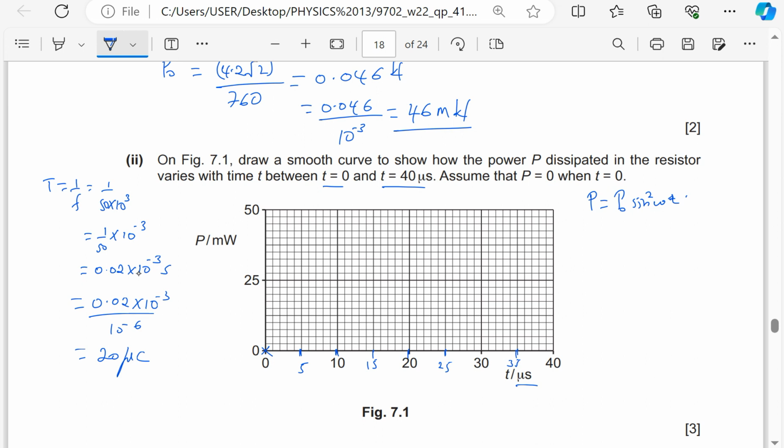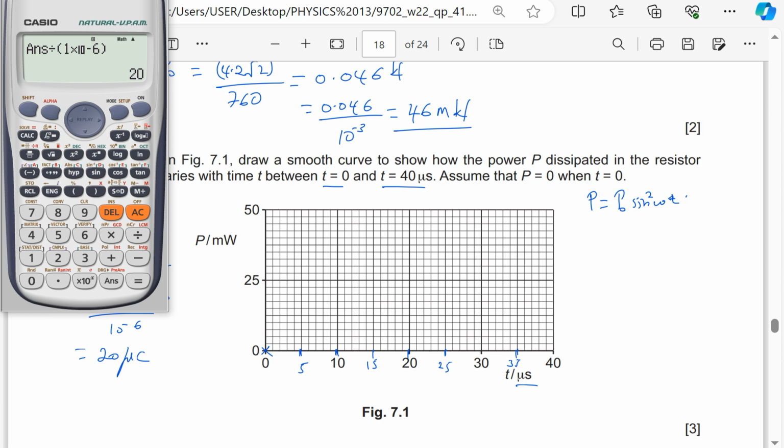So we know that the maximum power is 46. So I will look for 46 on the vertical. The scale is 25 divided by 10, so each small box is 2.5. So I want to plot 46. Let me look for 46.